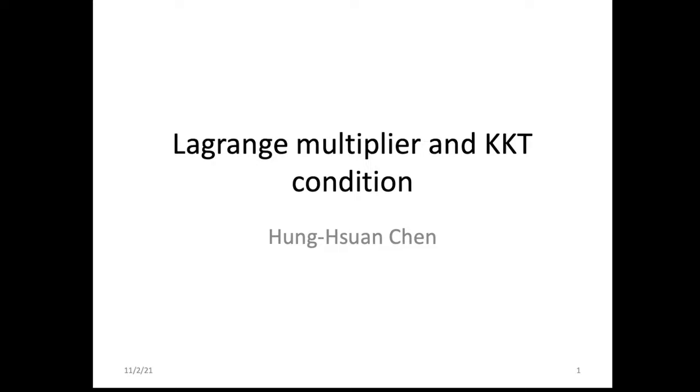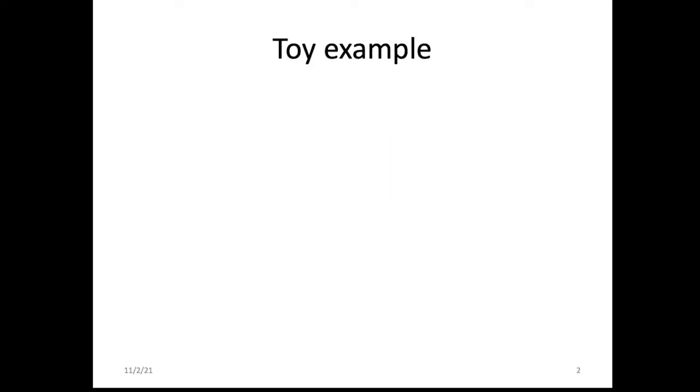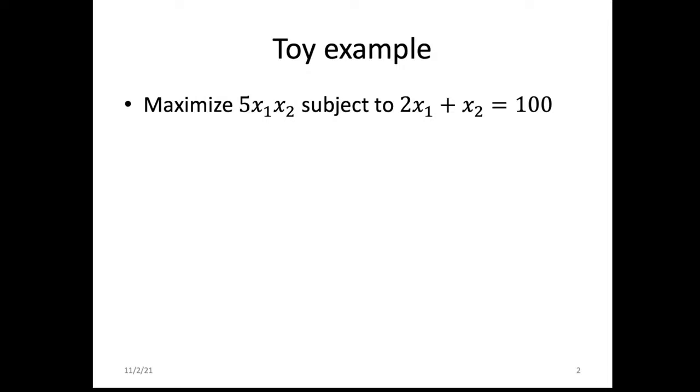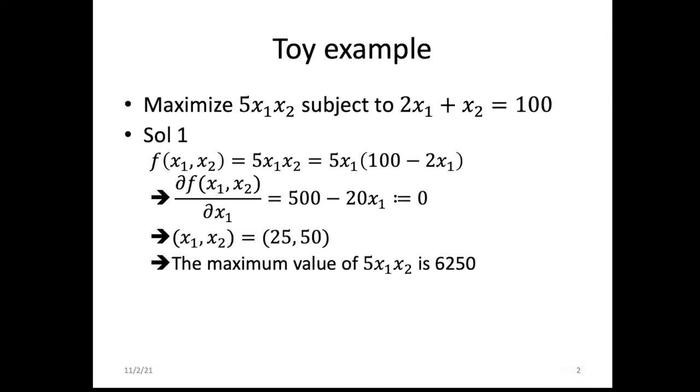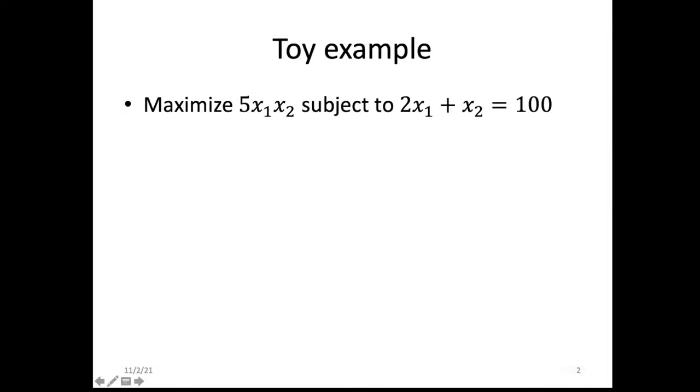Okay, so let me detour to Lagrange multiplier and KKT condition. And let me give you a toy example first. So if I want to maximize this 5x1, x2 subject to some equality constraints, I want to maximize this thing. And my constraint is 2x1 plus x2 has to be 100.